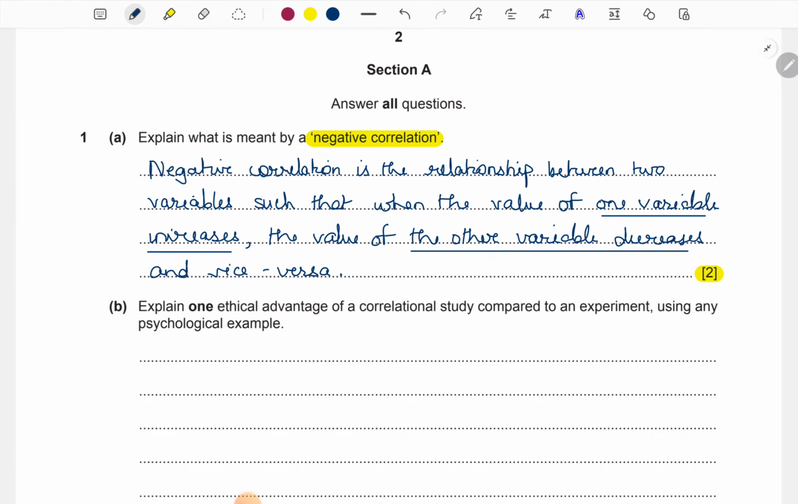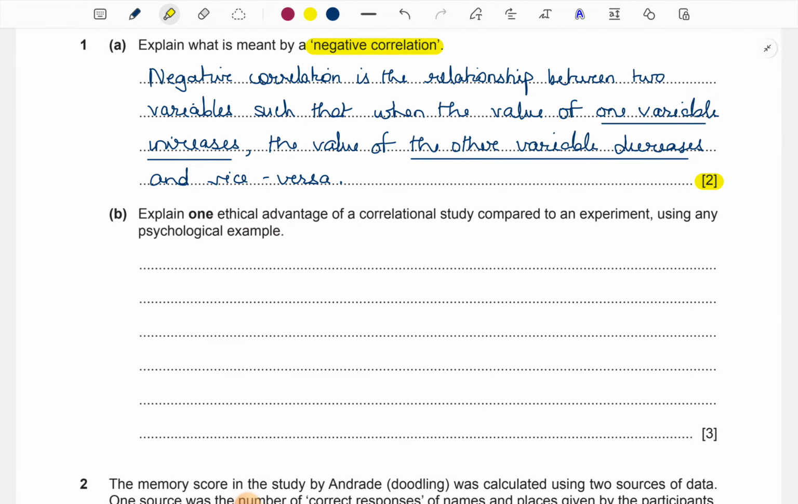Okay, the next question is: explain one ethical advantage of a correlational study compared to an experiment using any psychological example. Very important for any paper is to understand command terms. Now that I've explained a lot in other videos, so today I'm not really focusing much on that, otherwise videos become very lengthy. So what explain means and all you can see in another video. Other wording which is important, like when they say psychological example, this is specifically paper 2 terminology. You should be familiar with this also. When they say psychological example, they mean any example. Otherwise, they would say example from core study.